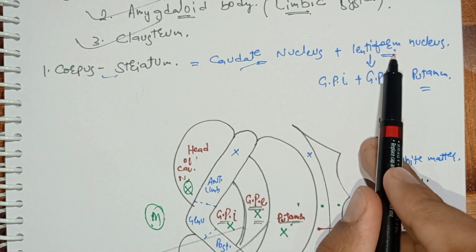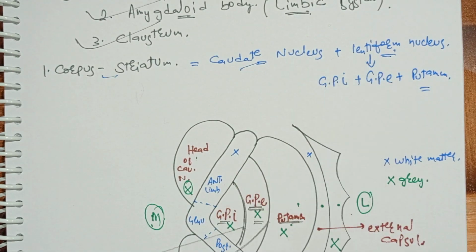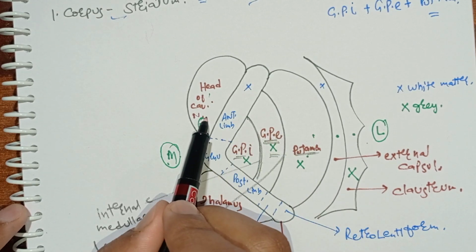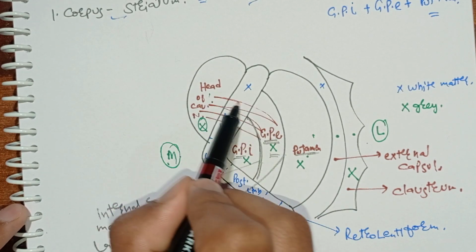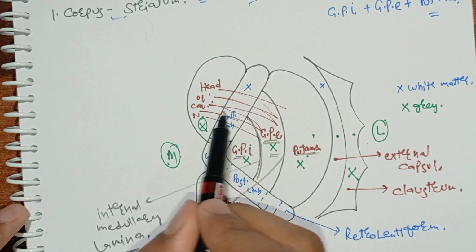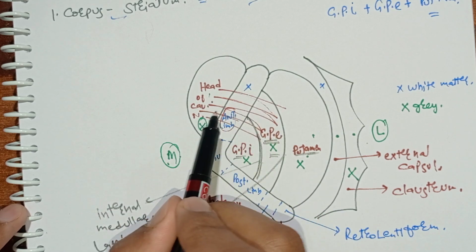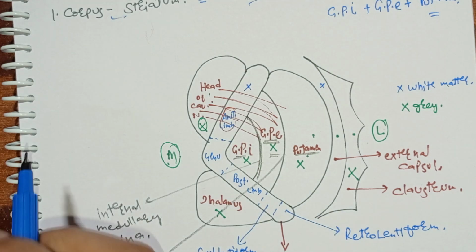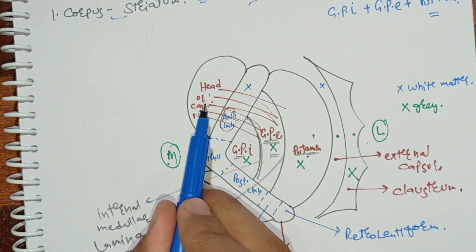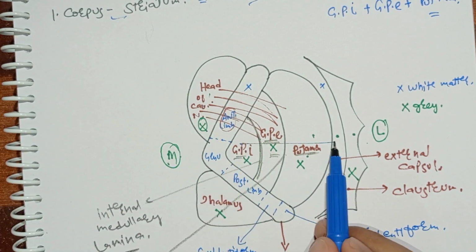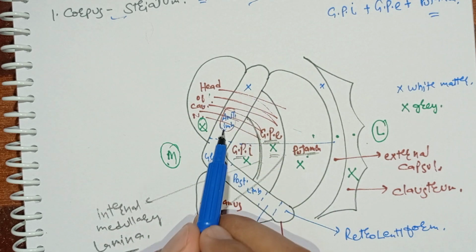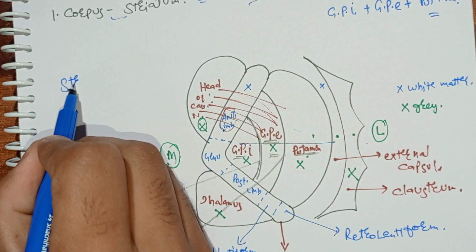This caudate nucleus and lentiform nucleus are joined together. This is the caudate nucleus, this is the lentiform nucleus. They are joined together by fibers. These fibers run across the anterior limb, giving it a striped appearance. Clear? So the caudate nucleus and lentiform nucleus are joined together across the anterior limb of the internal capsule, giving it a striped appearance.